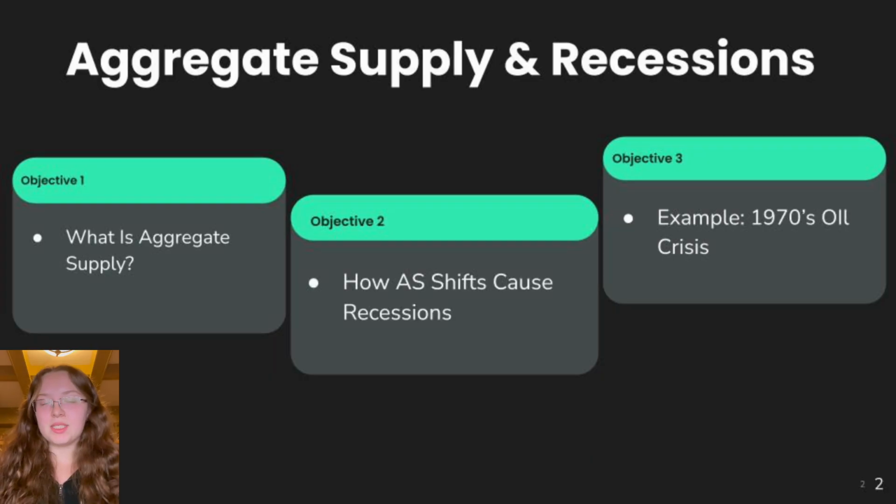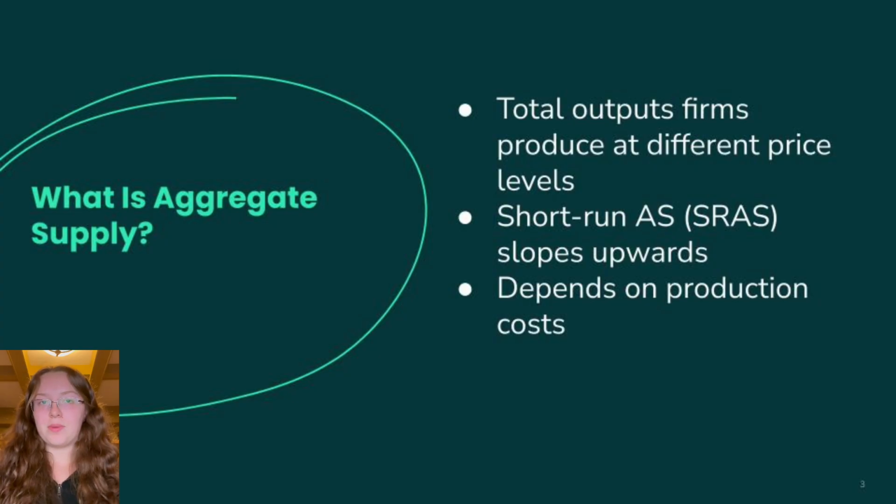Hi everyone, today I'm going to explain how shifts in the aggregate supply can lead to recessions using a real-world example. First, let's start with the basics. Aggregate supply, or AS, represents the total output that firms in an economy are willing or able to produce at different price levels. In the short run, this is shown by the upward sloping SRAS curve in the AD-AS model, or the aggregate demand aggregate supply model.